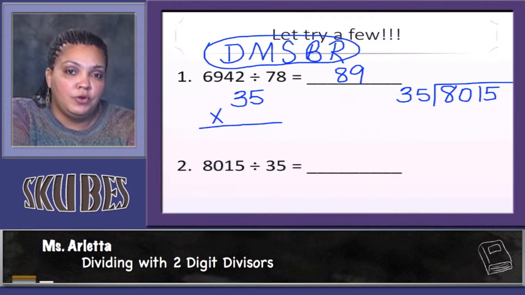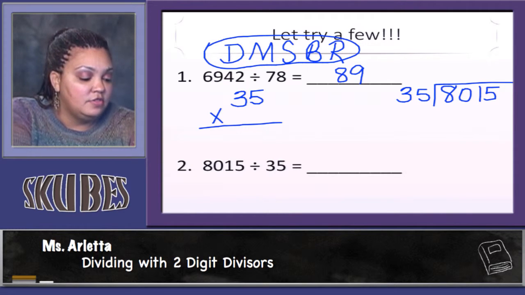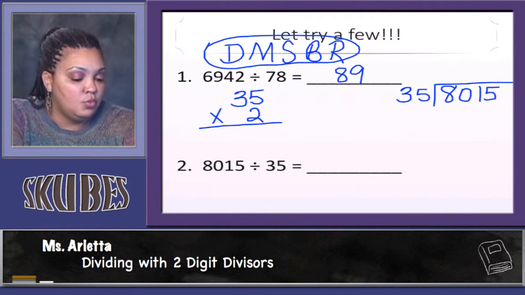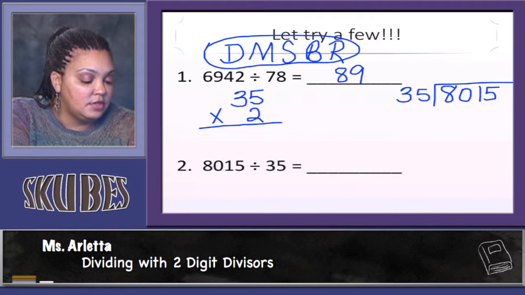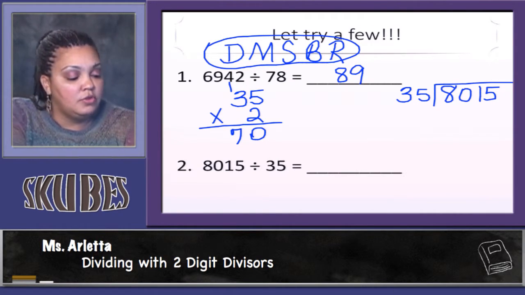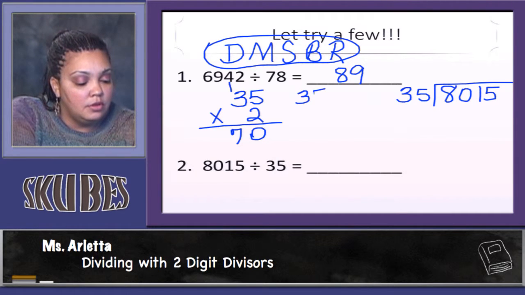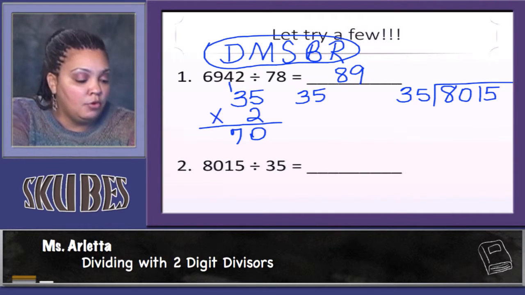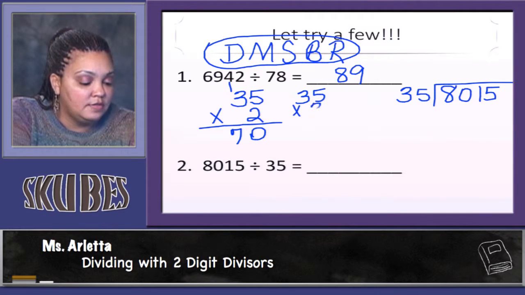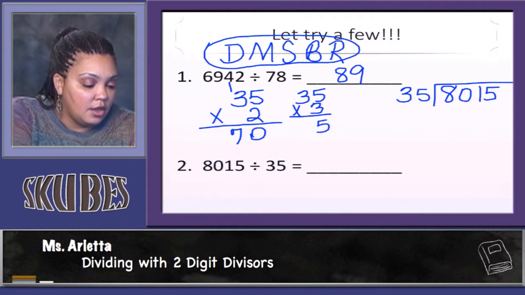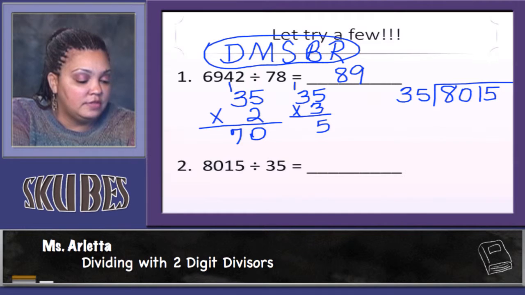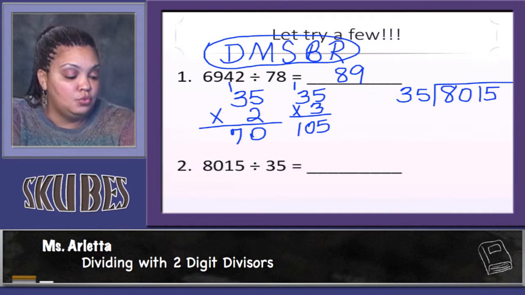We know that 35 times 1 is 35, so let's try 35 times 2 and see what we get. 5 times 2 is 10, carry your 1. 3 times 2 is 6, plus 1 is 7, that's 70. That's a little low, so let's try another one, meaning from the 2 we're going to go one number up. 35 times 3, let's see what we'll get. 5 times 3 is 15, carry 1. 3 times 3 is 9, plus the 1 is 10. That's too high, so we'll have to stick with our 2.